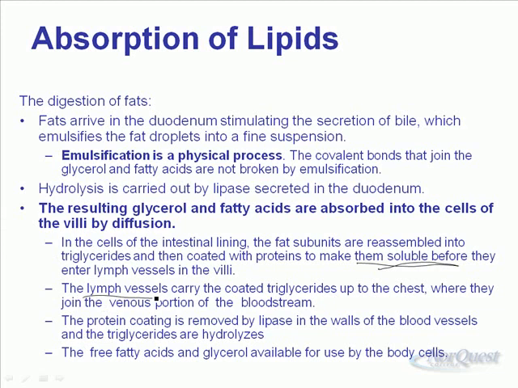They're carried actually up to our chest, where they're dumped into the venous portion of our blood or into some veins. The protein coats are removed by lipases, and then the triglycerides are rehydrolyzed into their fatty acid and glycerol components, where they're then available to be used by body cells.